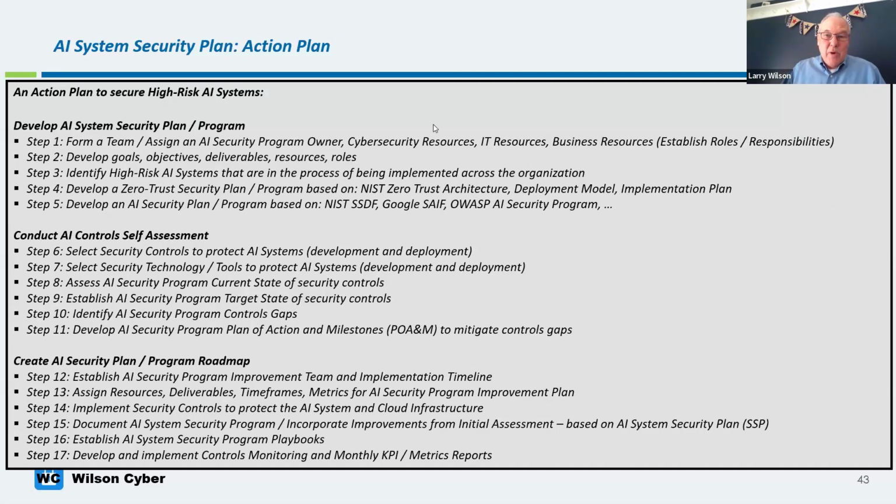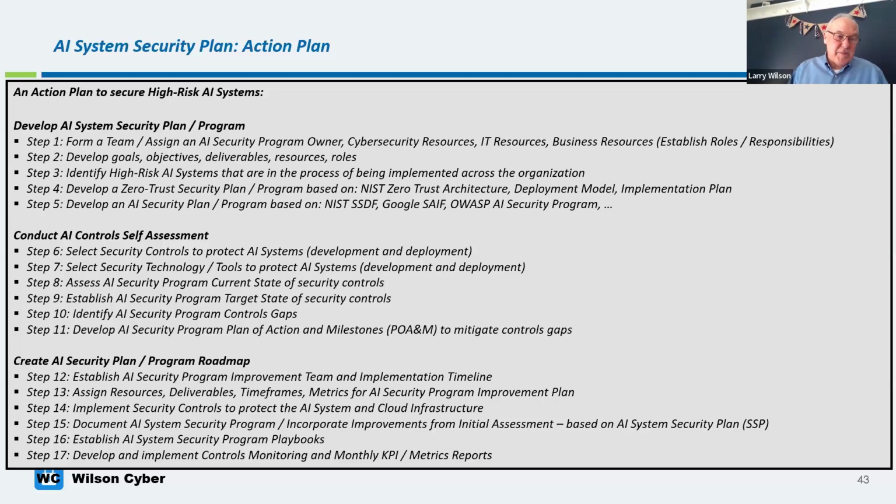So that's really what I wanted to cover. I just want to leave you with a takeaway, an action plan. I look at it as three steps: develop a system security plan, conduct a control self-assessment, and then create the program roadmap once you've done your self-assessment. Step 1 is form a team. Step 2, develop goals, objectives, and deliverables. Step 3, identify those systems that are in the process of being implemented.